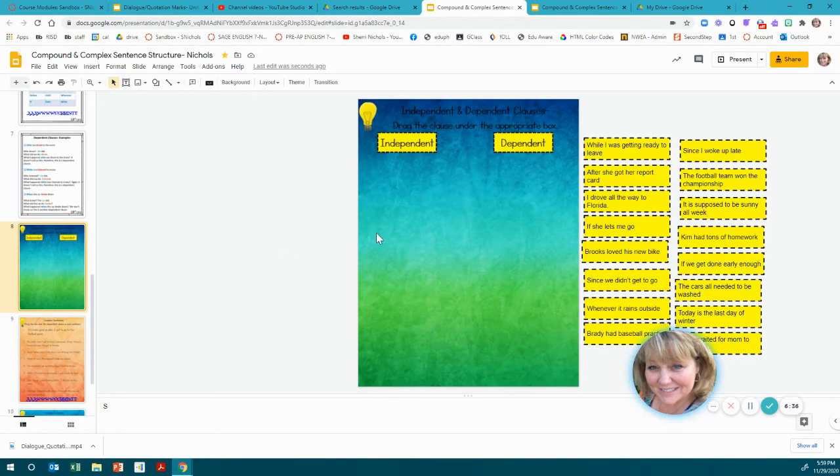So now, what do we do? What we're doing on this one is we're determining which one of these is an independent and which one of these is a dependent. So, while I was getting ready to leave, that is dependent. It's not a complete thought.